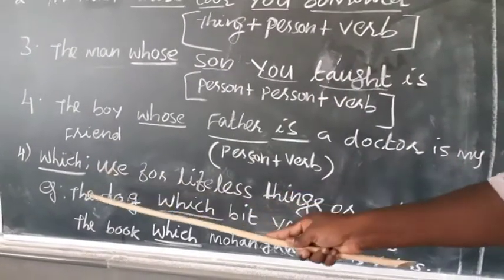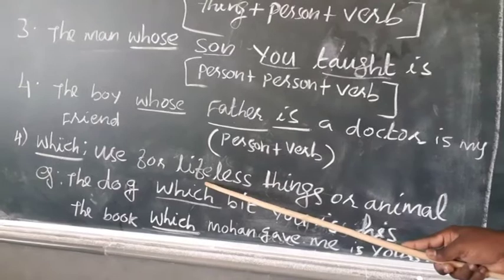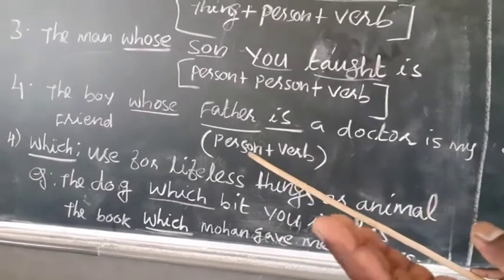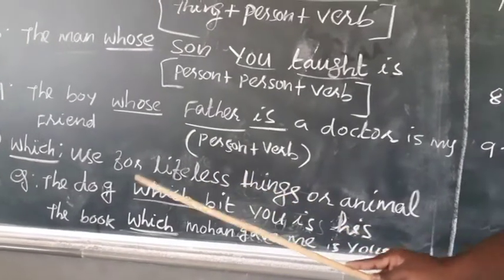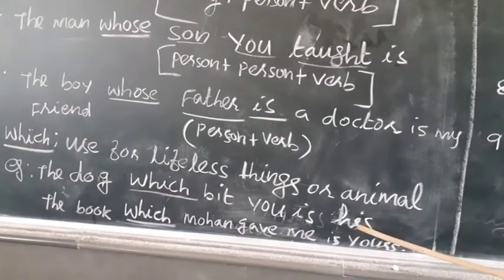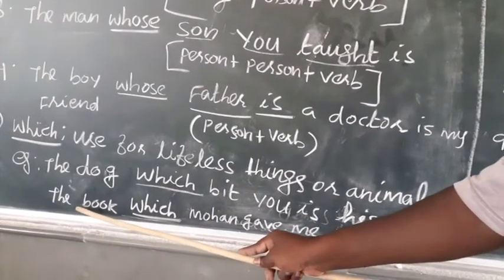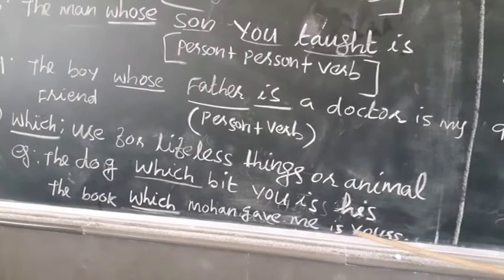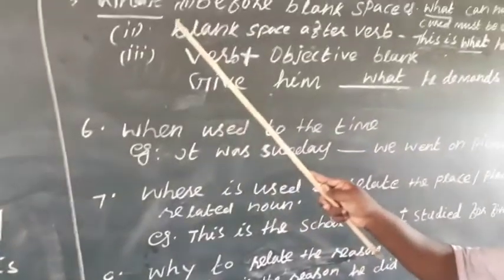Next we have which. It is used to relate to lifeless things or animals. Lifeless things could be any things, books, or tables, which have got no life. Example, first one for the animal: the dog which bit you is. And the second, we have book, the lifeless thing: the book which Mohan gave me is yours. So, lifeless thing.